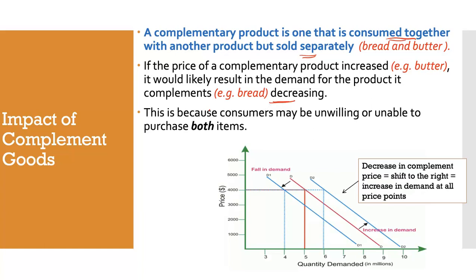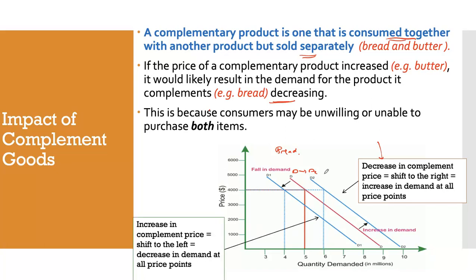So if there is a decrease in your complementary price, for example, the price of butter goes down, in this case, this product, which would be bread, the demand for it will go up, so from D to D2, because there will be an increase in demand at all price points, a shift to the right. An increase in the complementary price, so the price of butter goes up, will lead to a decrease in the demand of bread and a shift from D to D1 and a decrease in demand at all price points.